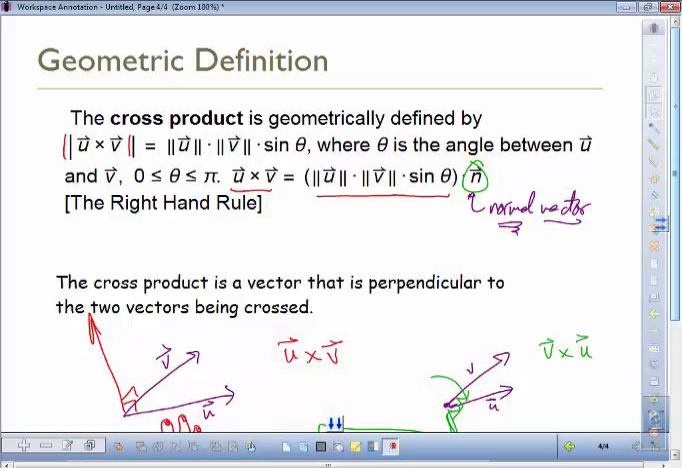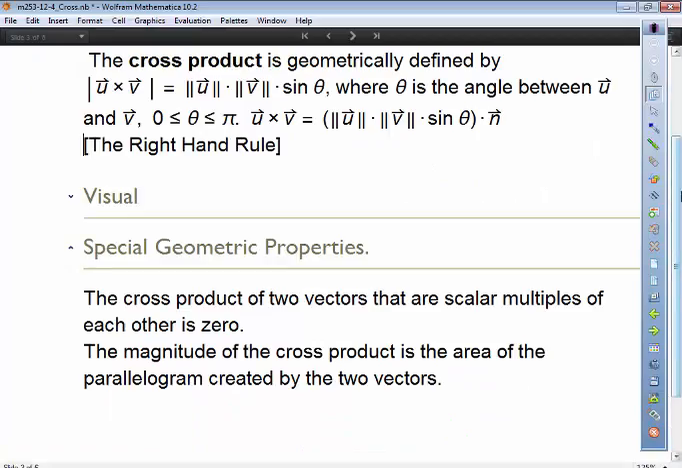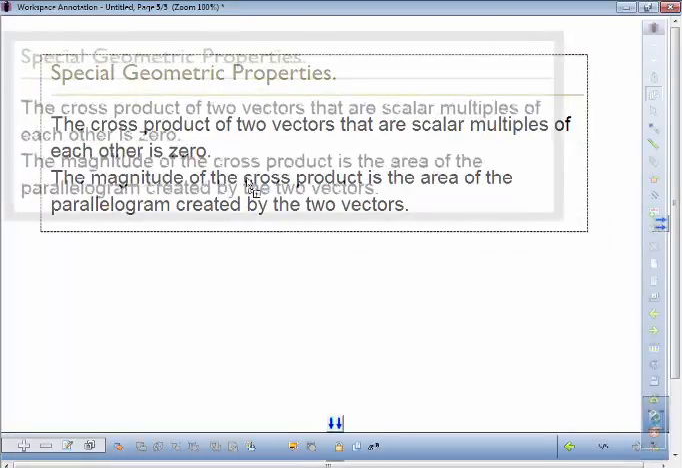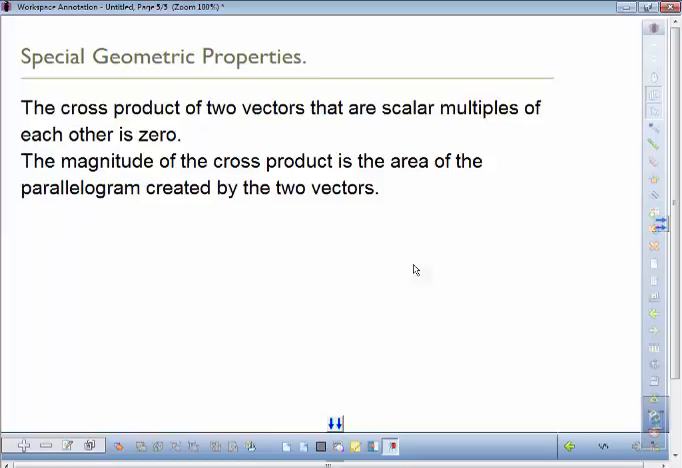All right, so that's the perpendicular part of the geometric definition. There's other special types of geometry that's involved with a cross product, and let's take a look at some other of those properties. And let's try to justify it too. The cross product of two vectors that are scalar multiples of each other is 0. Scalar multiples of each other.